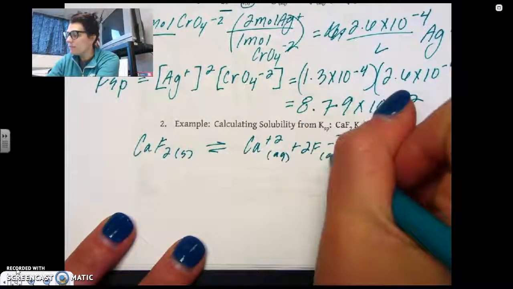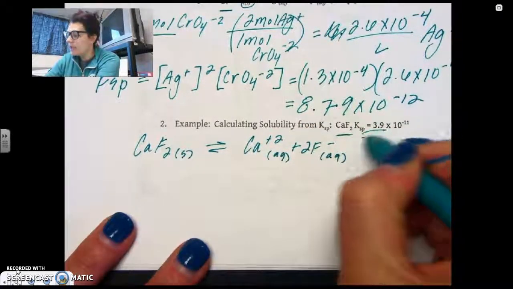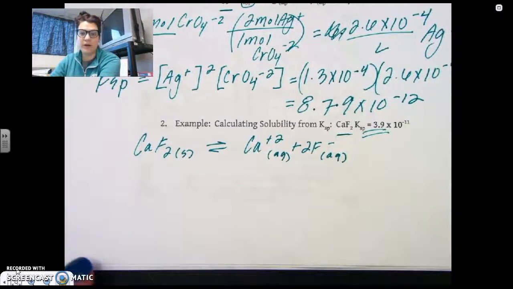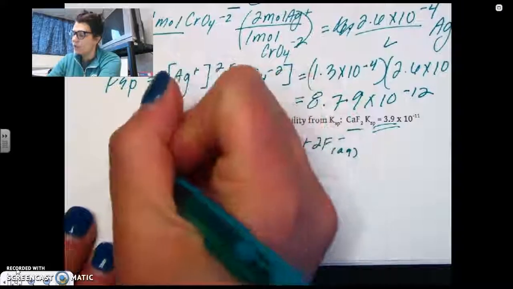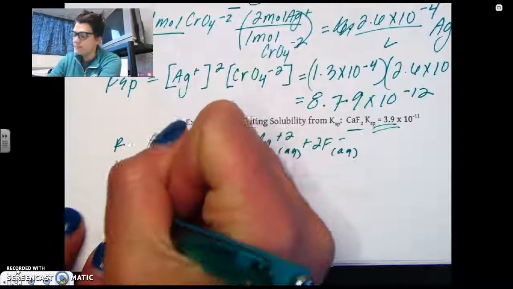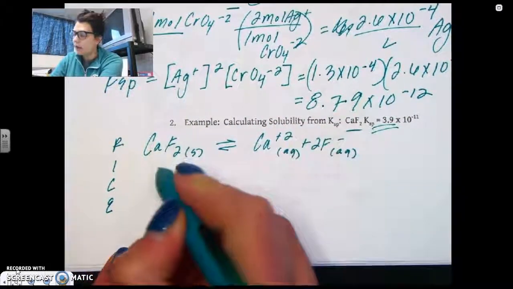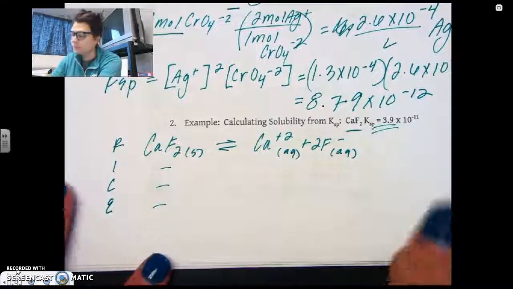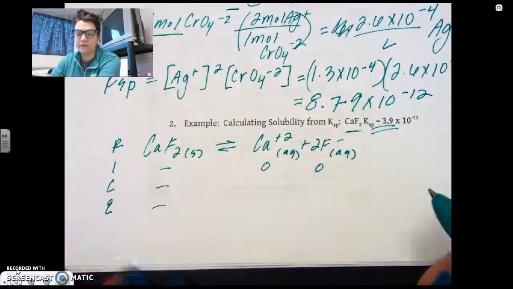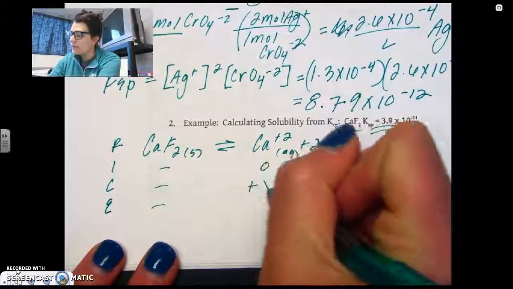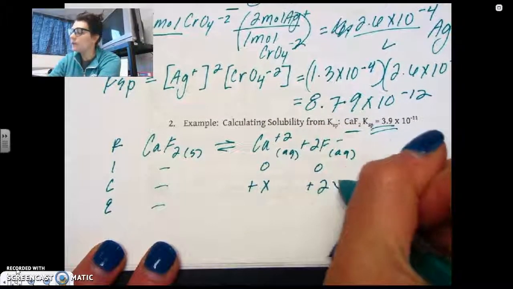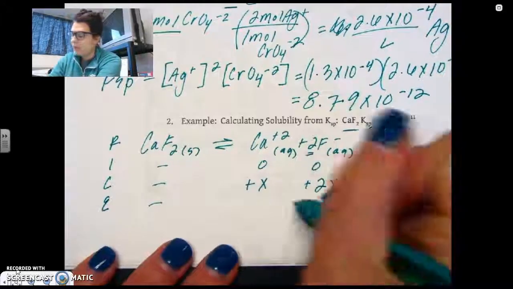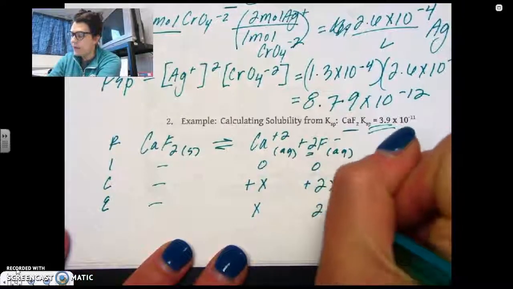So it's telling me that this is the KSP, so I can calculate the solubility of calcium fluoride by using that KSP. So I'm going to just RICE. Initially, I'm not going to have any of the solid in my equilibrium expression. I have 0 of this, 0 of this, plus x of this, plus 2x of this because of the 2 coefficient. And then I'm going to have x, 2x.